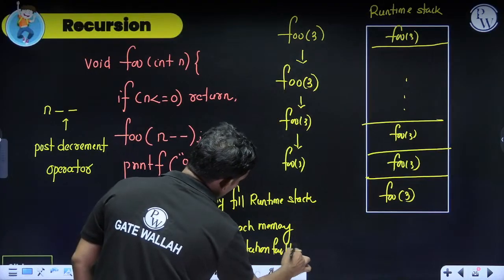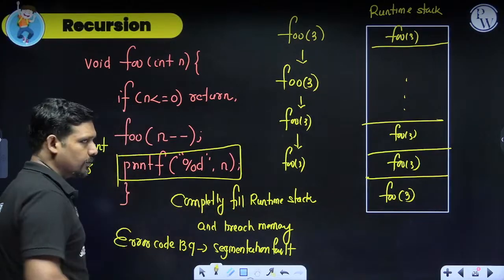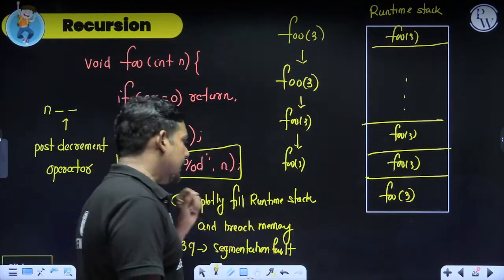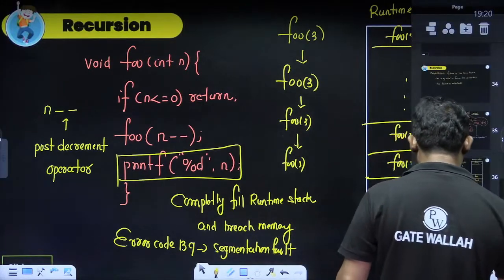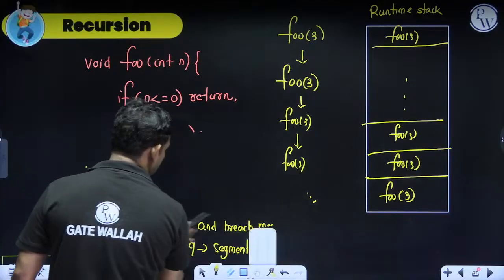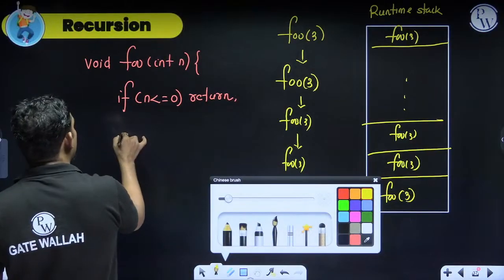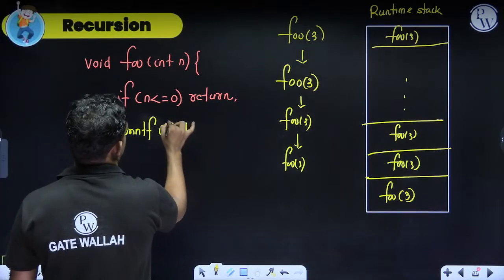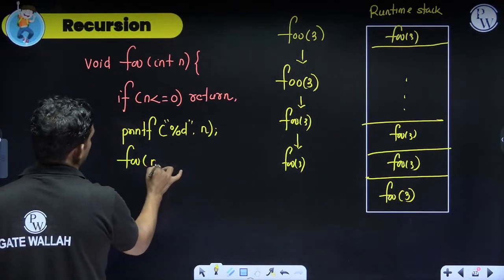So the first time when I wrote the program, no output came. Why? Because this statement will never be reachable; you will never be able to reach it. The second time when I wrote this function, I exchanged these two statements. I wrote printf first, and then the call to foo with n minus minus.